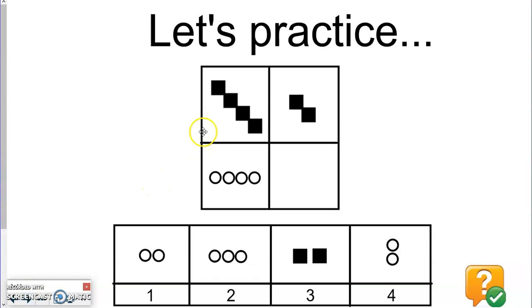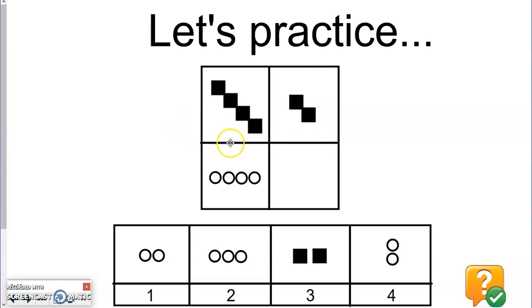So remember what to do. Look at figure 1 and look at figure 2. Think about how they change from figure 1 to become figure 2. The quantity can increase, that means it can go up, or the quantity can decrease, that means it can go down. So looking at figure 1, there are 4 squares, and looking at figure 2, there are 2 squares.